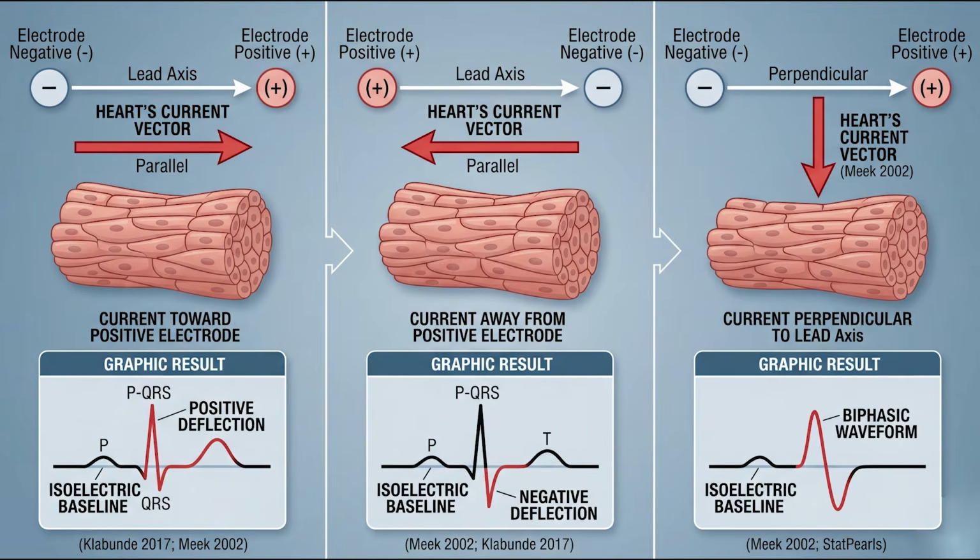How do these events look on paper? We follow 3 principles. If the heart's current is moving parallel toward a lead's positive electrode, we see a positive upward deflection. If it moves in the opposite direction, we see a negative downward deflection. If the current is moving perpendicular to the lead, the result is a biphasic wave, meaning it goes both up and down.